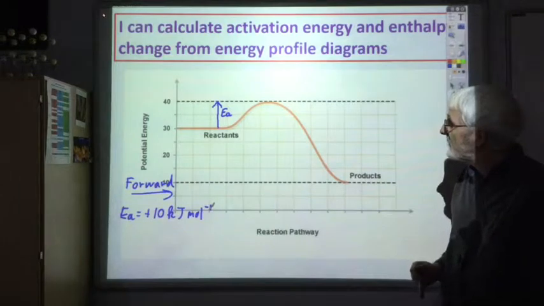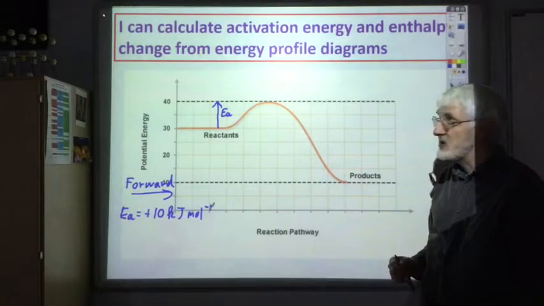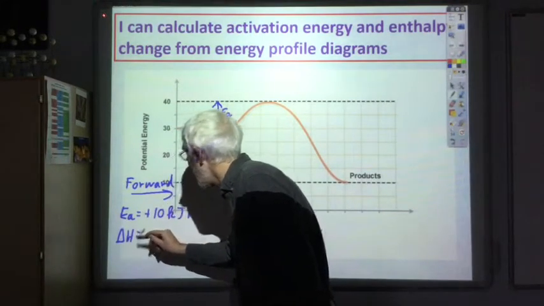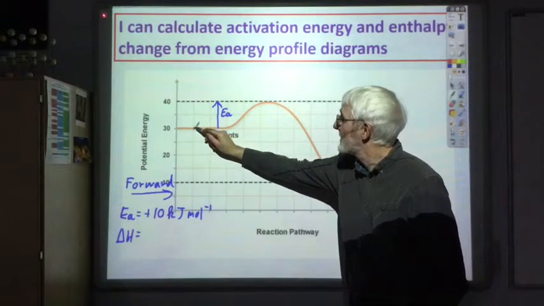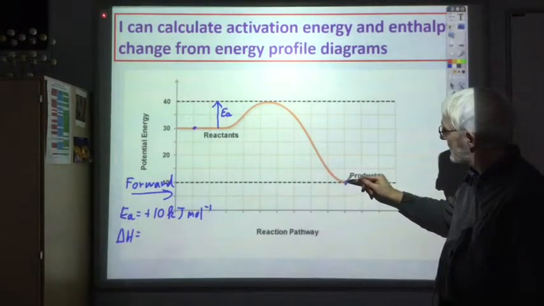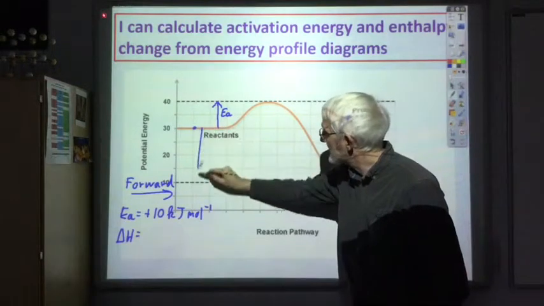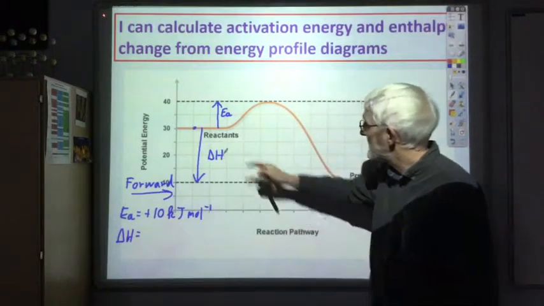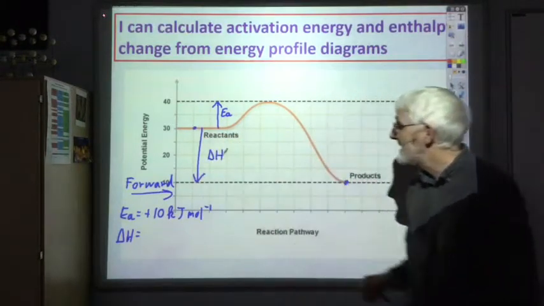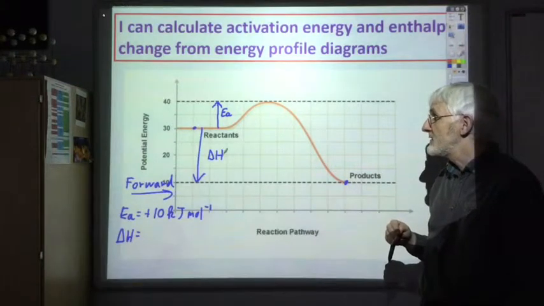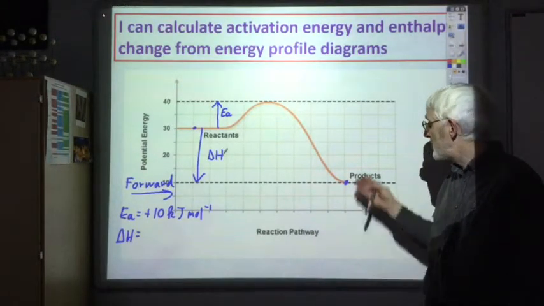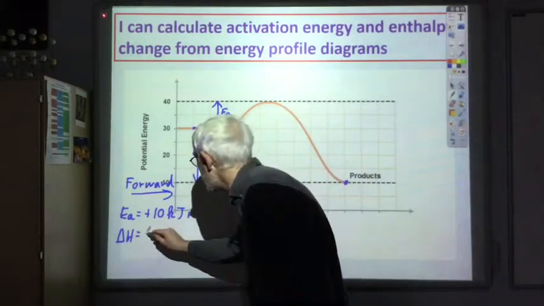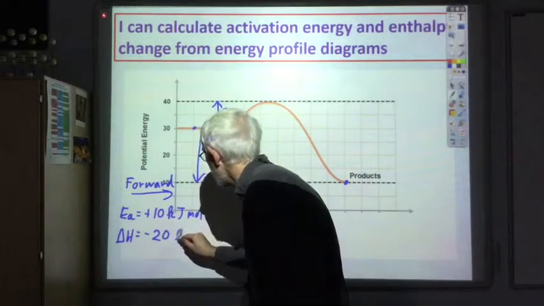Okay, what about the enthalpy change for the forward reaction? Well, the enthalpy change is delta H, and it's the difference from where you start to where you finish. So that's that distance there, that's delta H. So we start at 30 and we end at 10, so we've dropped by 20. So this is an exothermic reaction. Products have got less energy than the reactants, so the energy change is minus 20 kilojoules per mole.